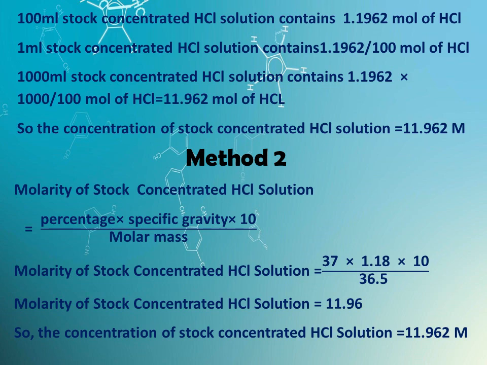Here is also method 2, which is also very easy to determine the molarity of stock concentrated HCl solution by using a formula, which is percentage multiplied by specific gravity multiplied by 10 and divided by molar mass. So the concentration of stock concentrated HCl solution is equals to 11.962 molar from method 2.